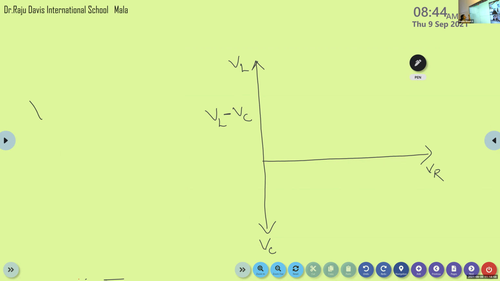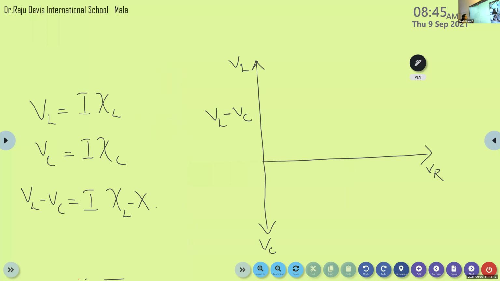And we know what VL is. VL is given by I into chi L. VC is equal to I into chi C. Then VL minus VC is equal to I into chi L minus chi C.